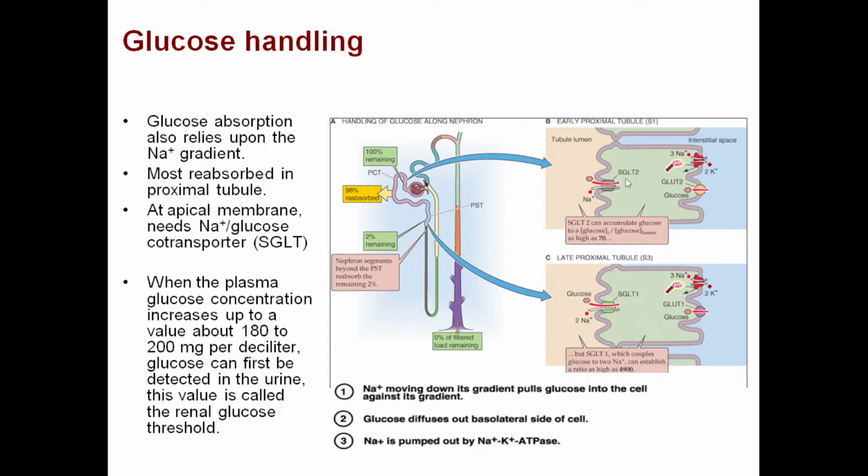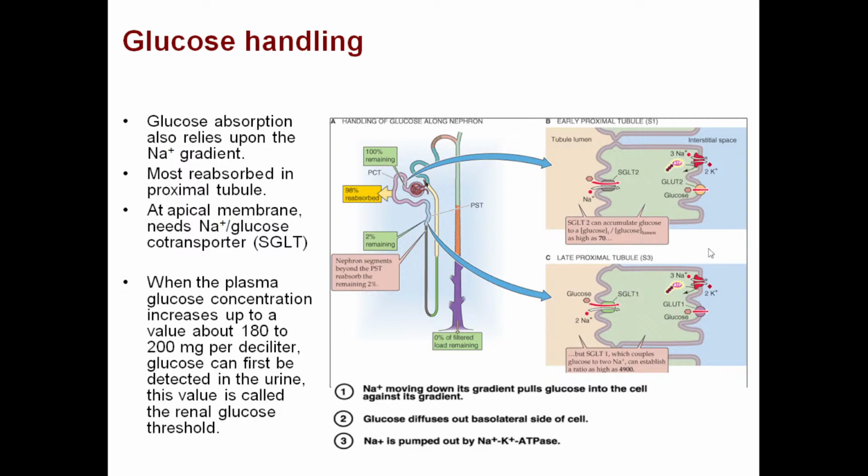This is the SGLT protein. And most of the glucose will be absorbed in the proximal convoluted tubule. At the apical membrane, we need sodium-glucose cotransporter, which you can see in the slide.